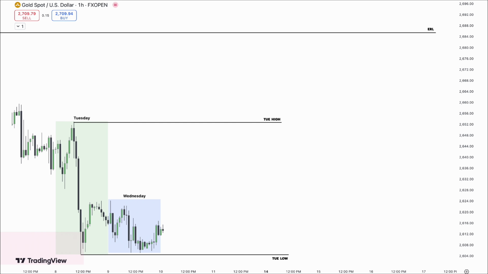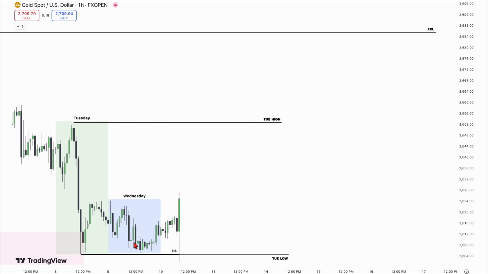Okay, we've switched to the hourly chart. Price has already tapped into our key level, and the shaded areas represent the daily candles. The green box shows Tuesday's range, while the blue represents Wednesday, which is an inside bar. So, let's see how Thursday performs, as our main focus will be on Thursday. Let's see how it plays out.